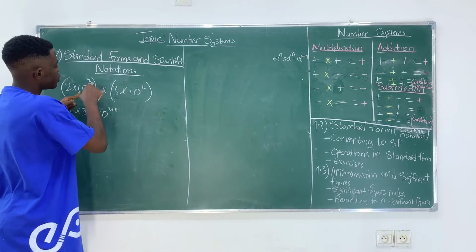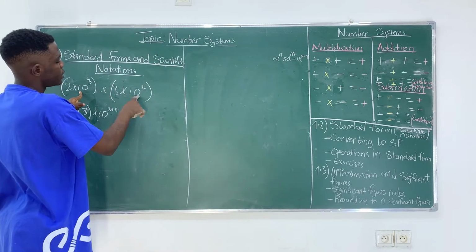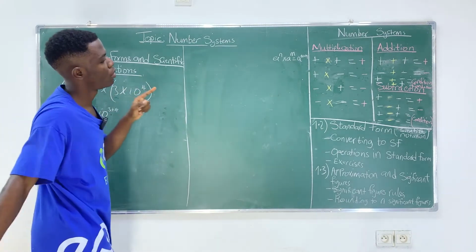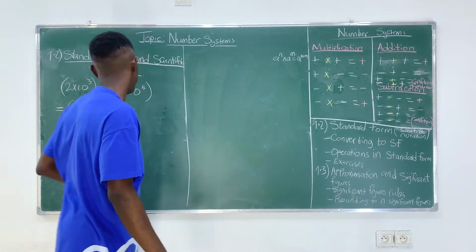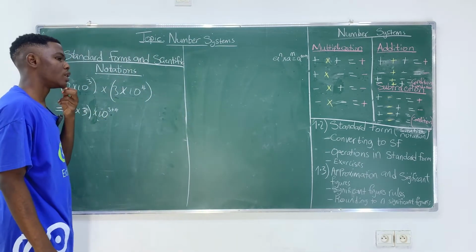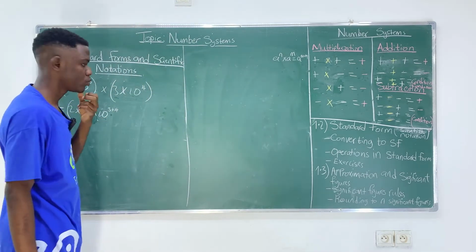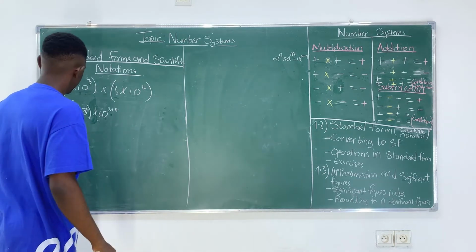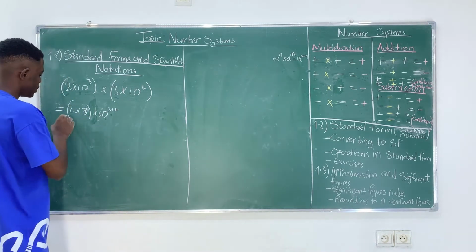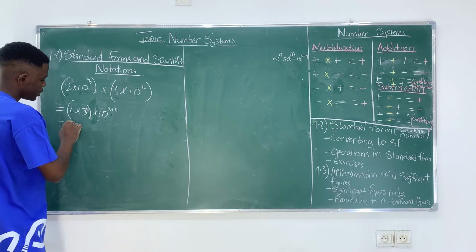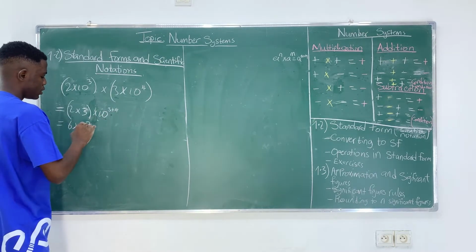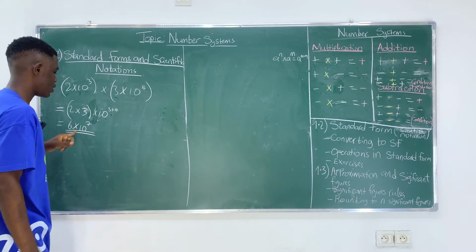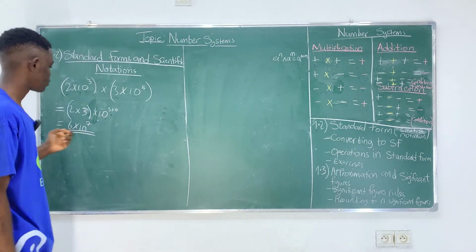So this is the same as 10 to the power 3 times 10 to the power 4, which is the same as 10 to the power 3 plus 4. 2 times 3 is 6 times 10 to the power. What is 3 plus 4? 7. And this will be the final answer.